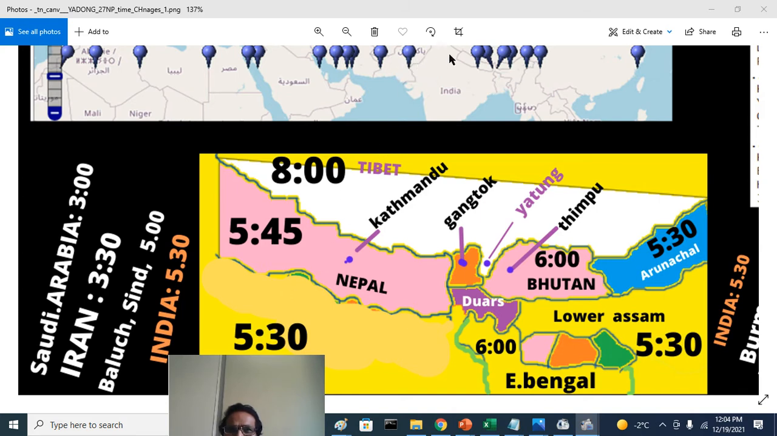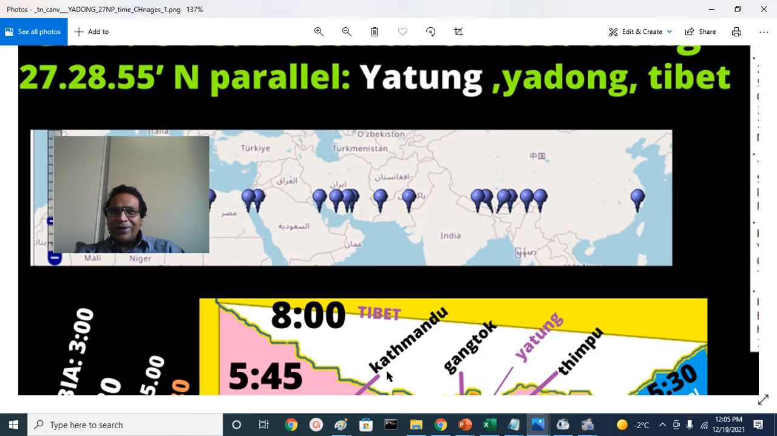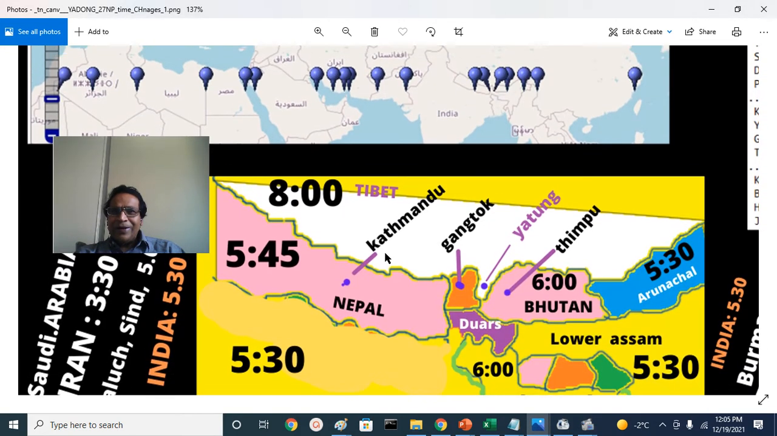You have 3 in Saudi Arabia, 3:30 in Iran, 5 in Pakistan, and 5:30 in India. Then you enter Nepal, 5:45. So far so good. The time is increasing. We are traveling on the same parallel, 27 degrees, 27.28 towards the east.